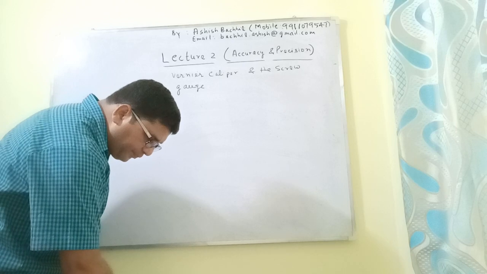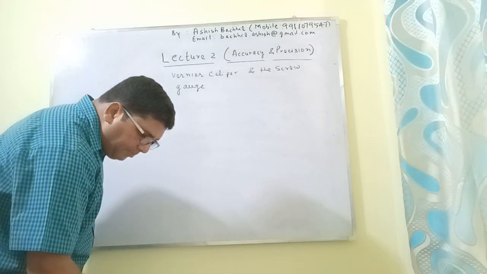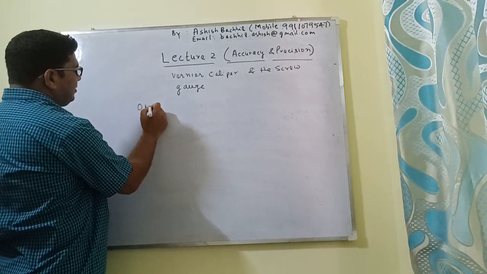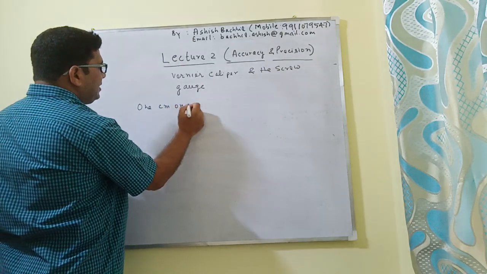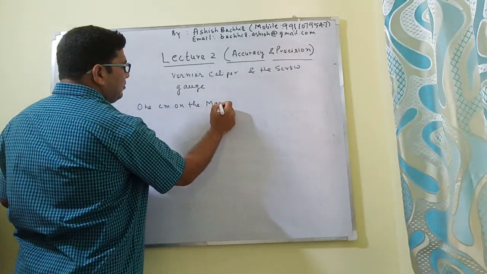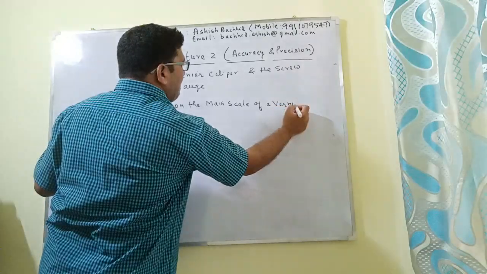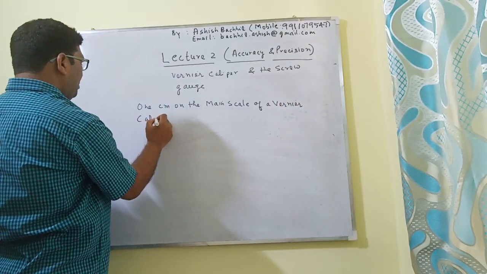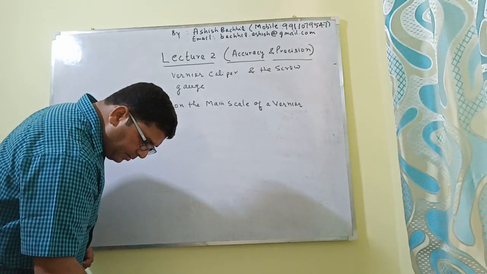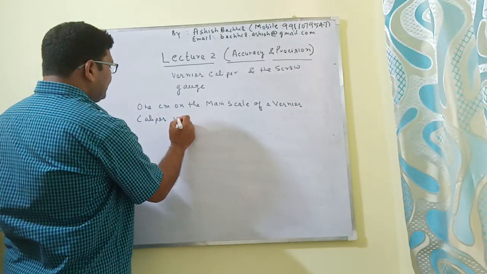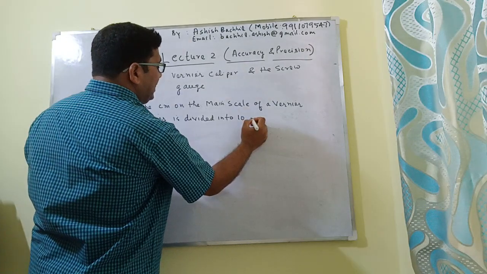I have a couple of questions here. The first question is: 1 centimeter on the main scale of a vernier caliper is divided into 10 equal parts.